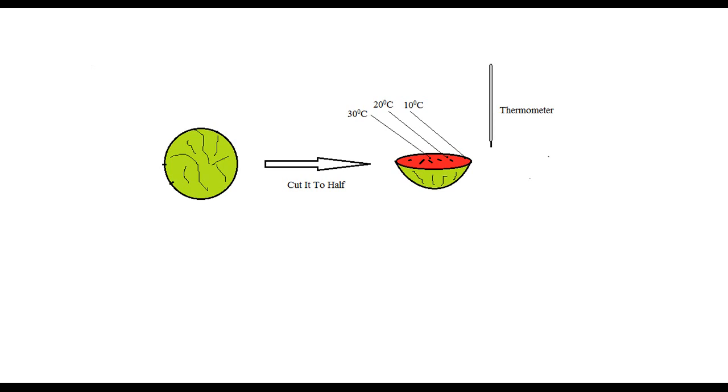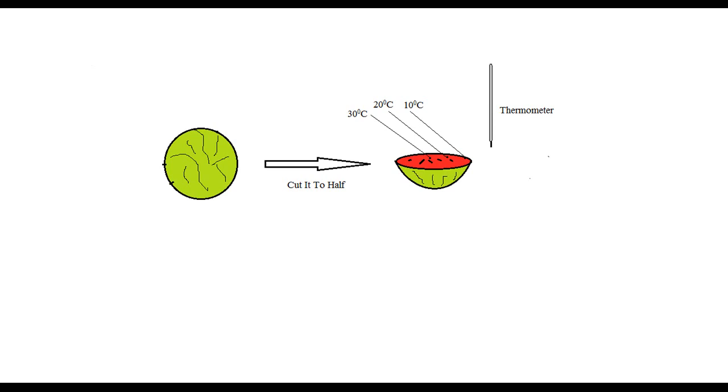Now you will be surprised to find this thing, that at various points of the watermelon the temperature is different. What might be the reason behind this? See, when the watermelon is kept inside the fridge, it is inside a cold environment, so the watermelon is losing heat to the surrounding. It is like this. Now when it is losing heat to the surrounding, then why is there different temperature at different points?